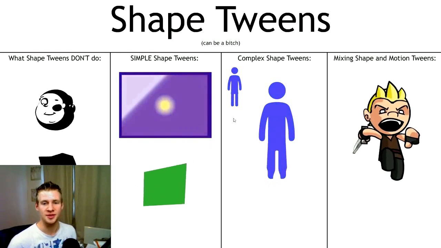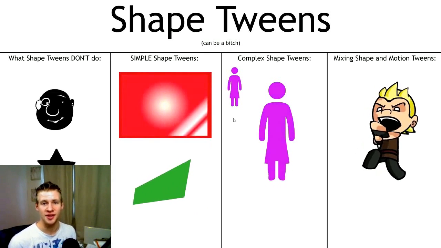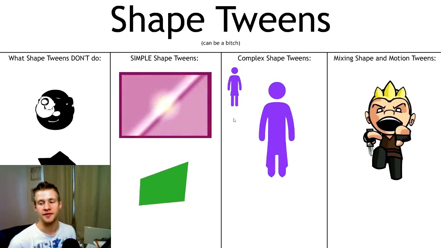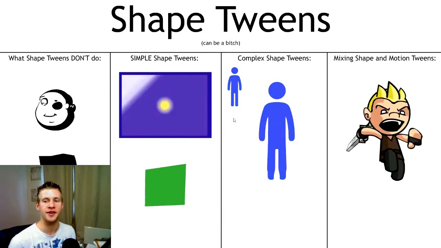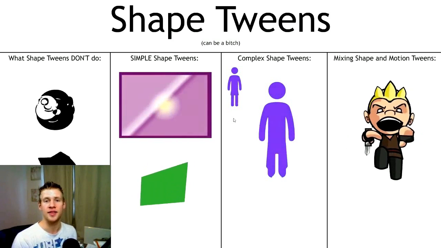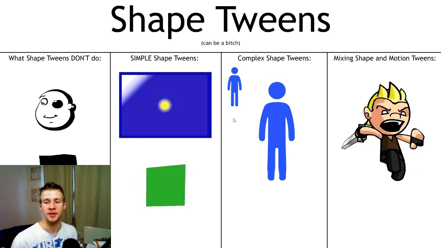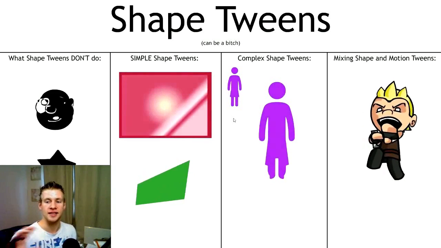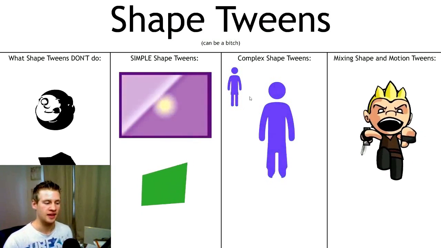So I hope this tutorial has been useful for you, ladies and gentlemen. As you may have been able to tell, they're frustrating at times, but they're also very effective at times. And this character on the right wouldn't have been possible without shape tweens. It just wouldn't have been, because we're getting that really easily manipulatable effect that we couldn't get with simple motion tweens.